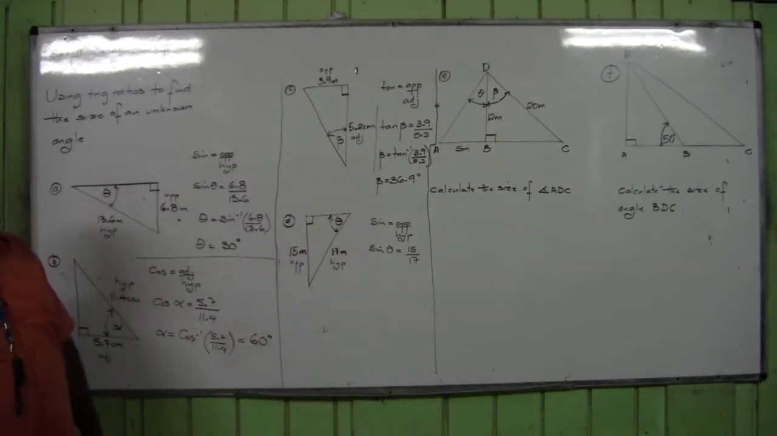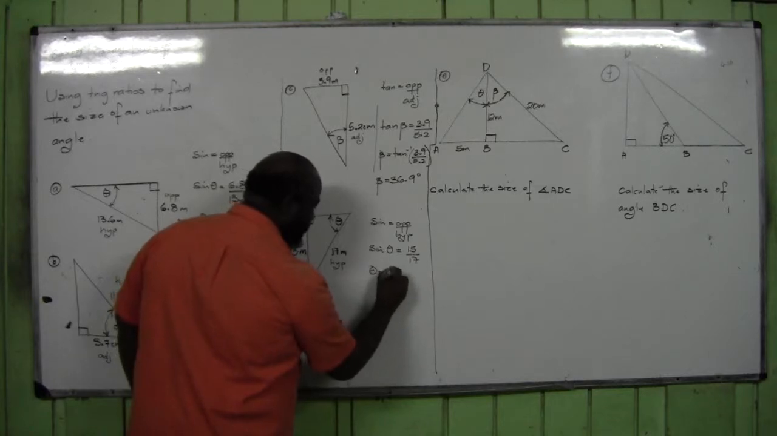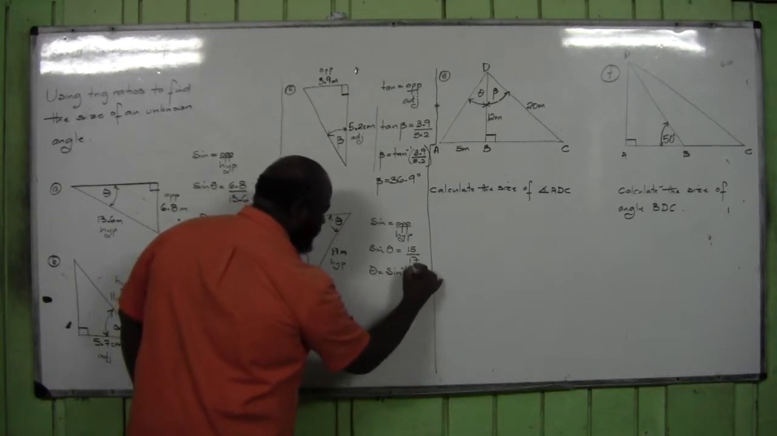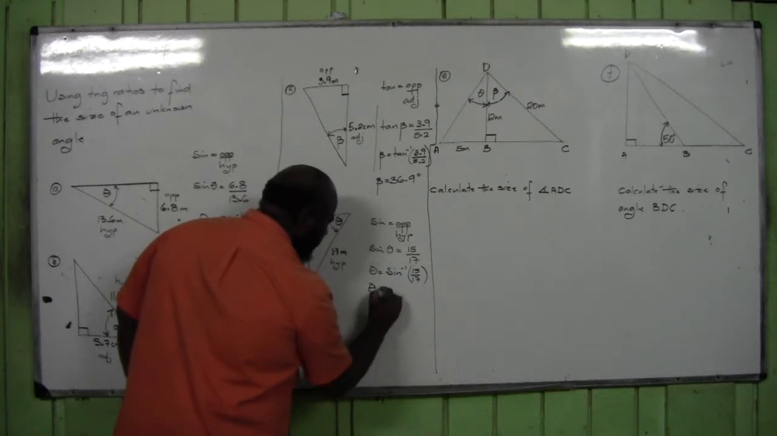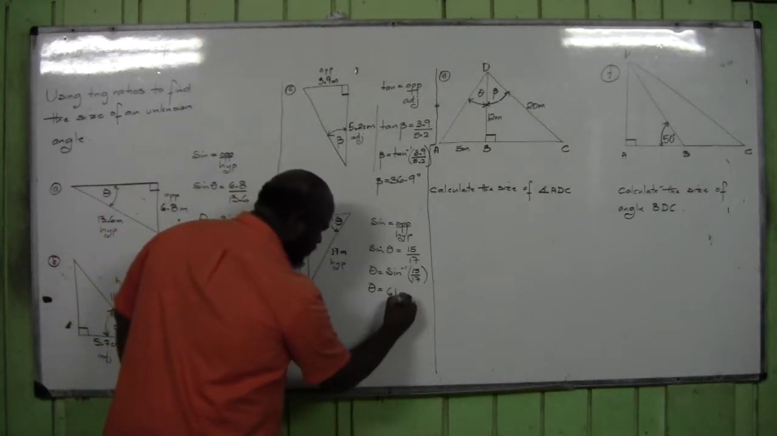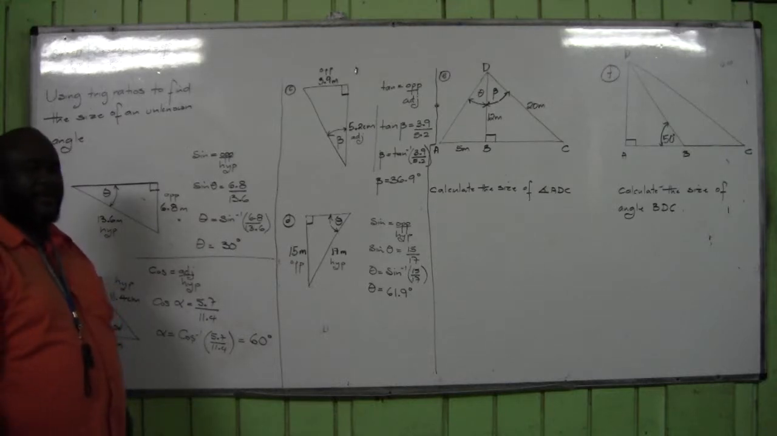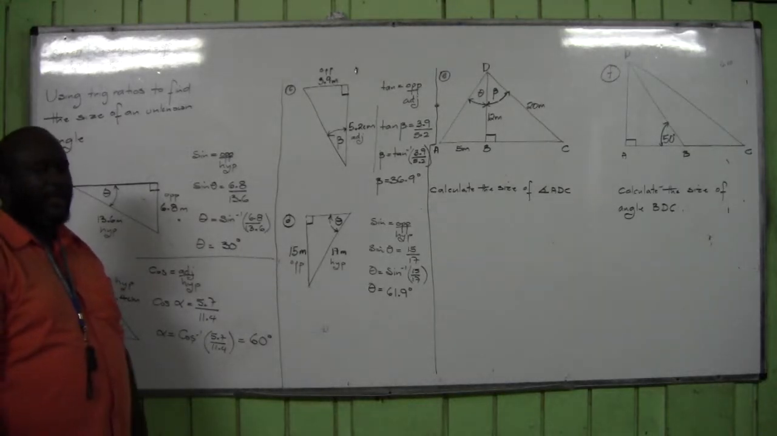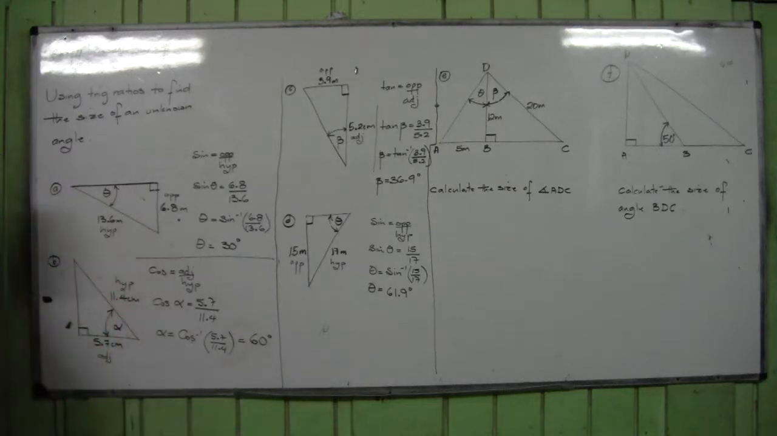If I know the sine of an angle, to find the angle I must use sine inverse. Theta is sine inverse 15 over 17. Theta is equal to 61.9 degrees. Alright. Which brings us to these two questions.